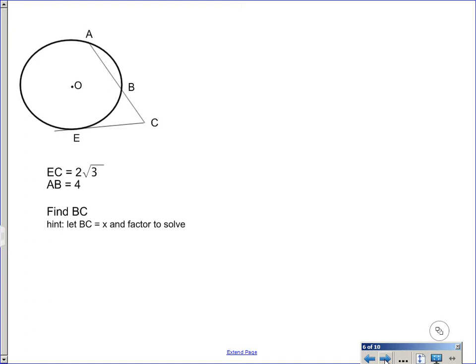Go ahead and solve for this one. Looks like you might have to factor.